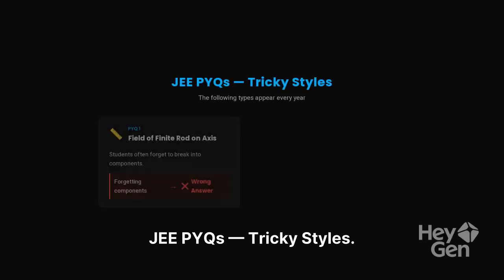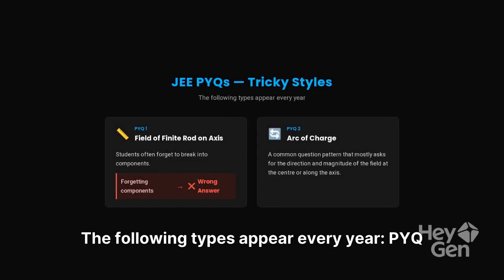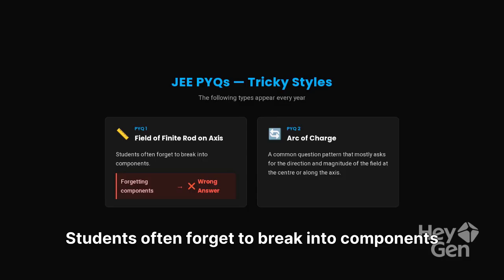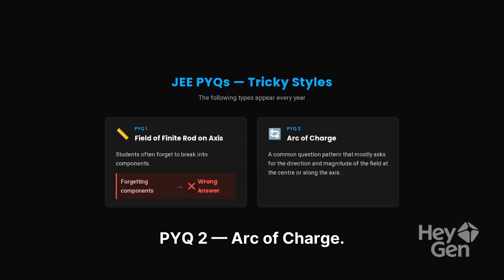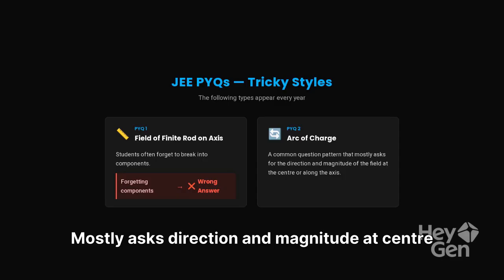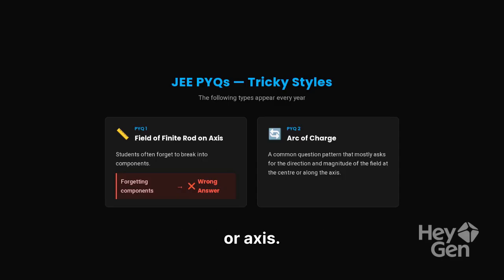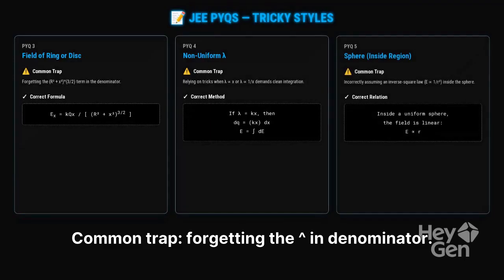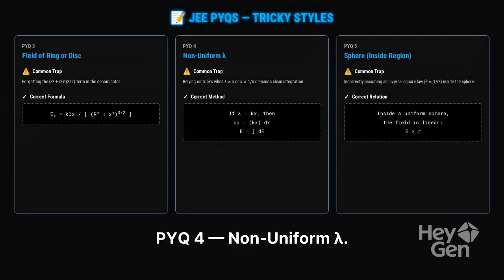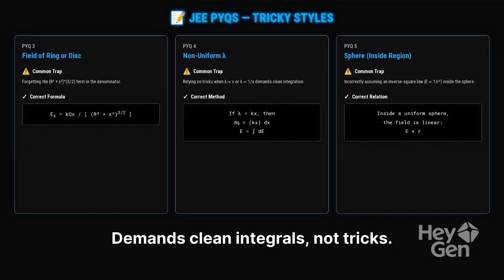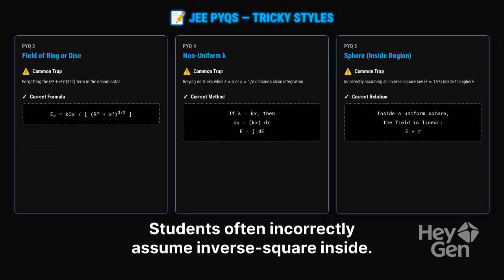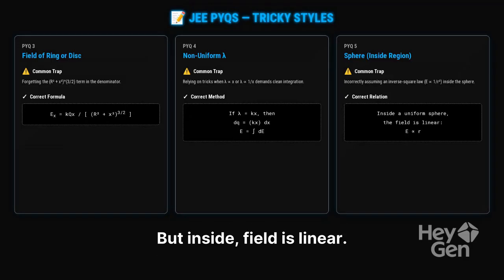JEE PYQs, tricky styles. The following types appear every year. PYQ1, field of a finite rod on axis. Students often forget to break into components, wrong answer. PYQ2, arc of charge. Mostly asks direction and magnitude at the center or axis. PYQ3, field of ring or disk. Common trap, forgetting the power 3 over 2 in the denominator. PYQ4, non-uniform lambda, lambda x or lambda 1/x, demands clean integrals, not tricks. PYQ5, sphere. Students often incorrectly assume inverse square inside. But inside, the field is linear.